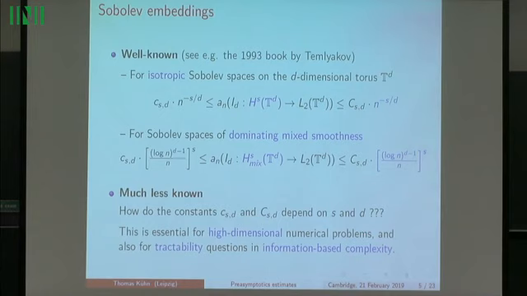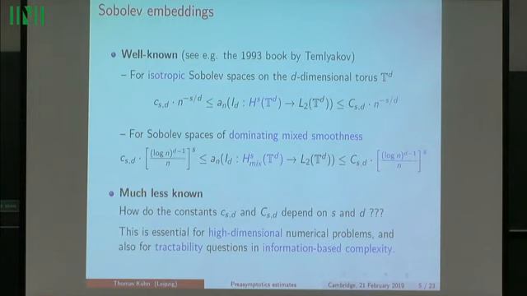So what is well known, and this can be found for instance in Volodya's books or in many other papers, for isotropic Sobolev spaces, not only on the d-dimensional torus but on more general domains, but I will consider this case only, the embedding from the Sobolev space with fractional smoothness S into L2, the approximation numbers behave asymptotically like n to the minus S over d. And this appeared already in Holger's talk. This is a very classical result.